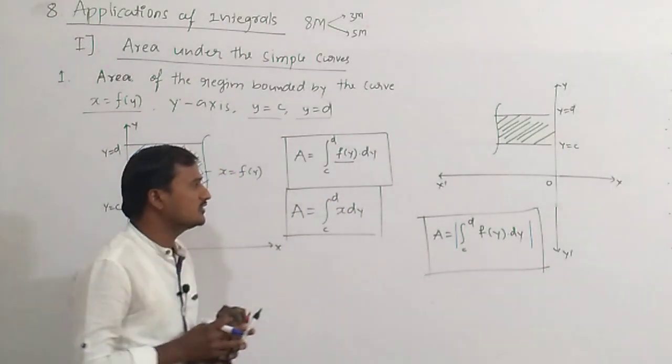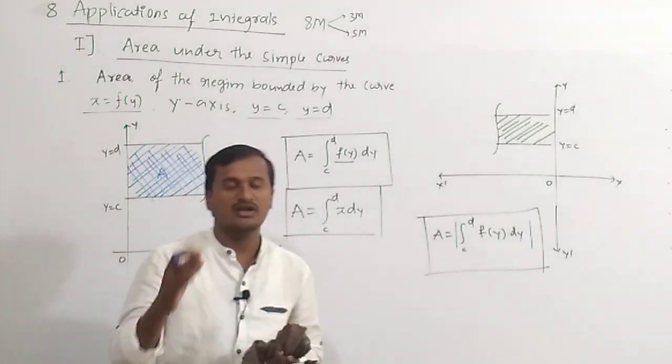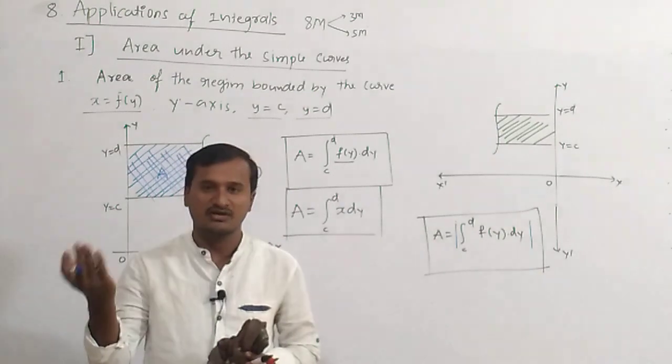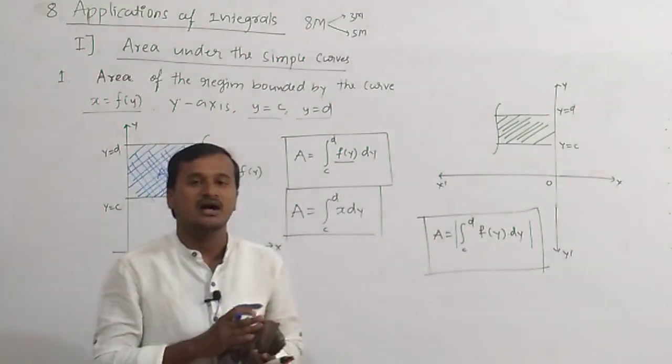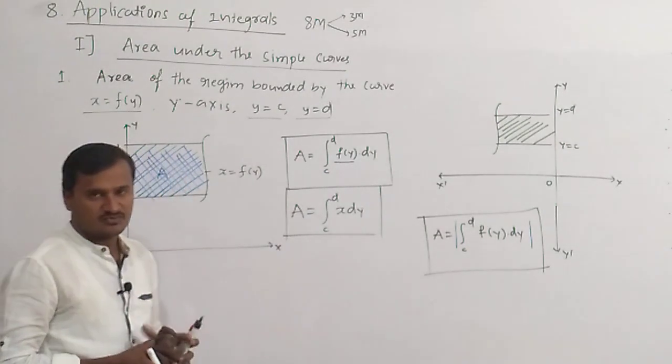So this is about the formula to find the area of the region bounded by the curve y equal to f of x on the x-axis and x equal to f of y on the y-axis. We are using this formula, right?